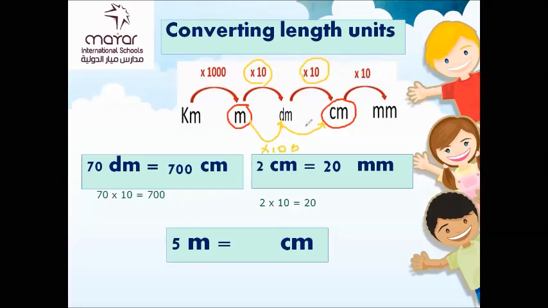So if we want to go directly from meter to centimeter, we multiply directly by 100. So from meter to centimeter, by 100. So what should we multiply with? 5 times 100, which is 500 centimeters. So 5 meters equals 500 centimeters. Did you see how easy?